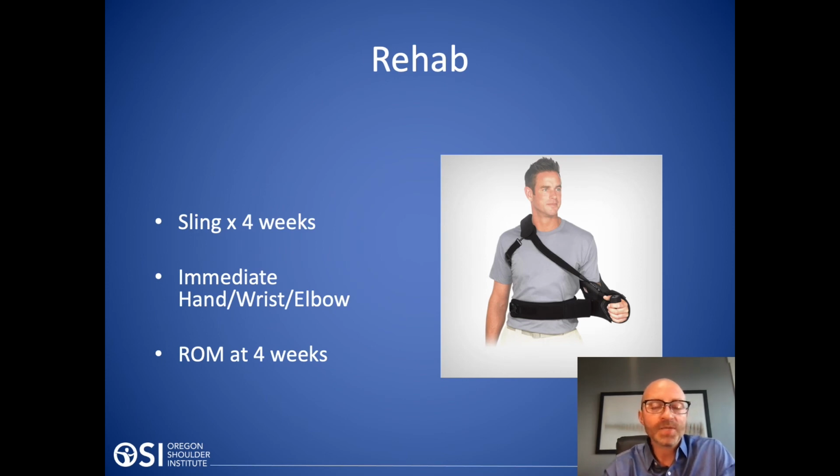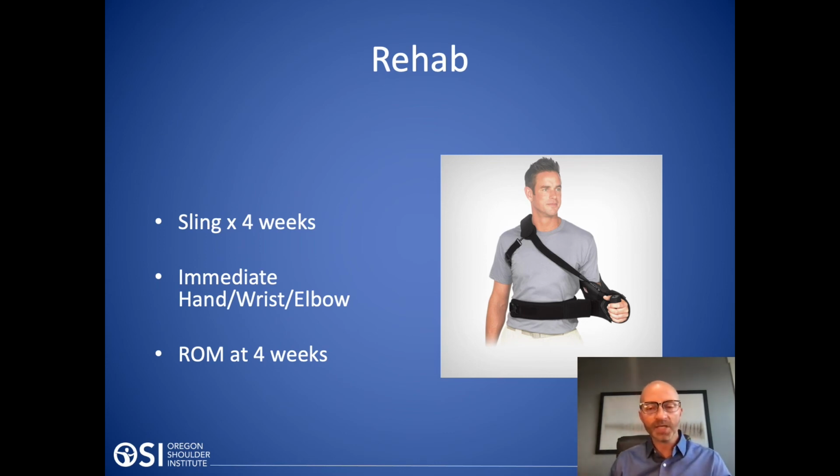Rehab after a shoulder replacement, whether it's an anatomic or reverse, it's 4 weeks in a sling for me. Again, that's to protect that subscapularis muscle in the front. People can move their hand, their wrist, their elbow right away so they can go up and down. They're just not moving their shoulder overhead.